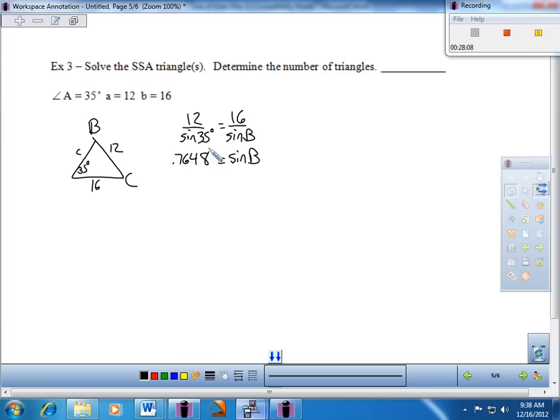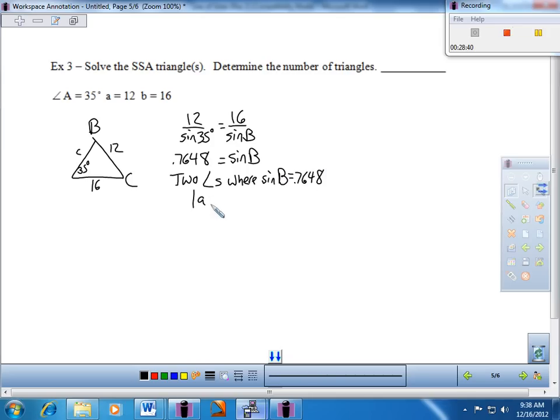Now, this is great. I am dealing with a triangle, though, and I'm trying to undo sine. And so here's the situation at hand: I'm trying to find the angle or angles that have a sine ratio of 0.7648. Well, everybody, there are 2. So one more time, just for our purposes, 2 angles where the sine of angle B equals 0.7648.